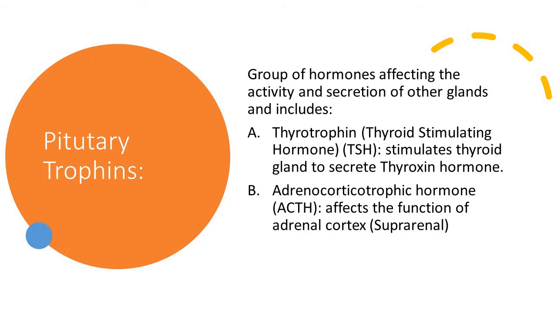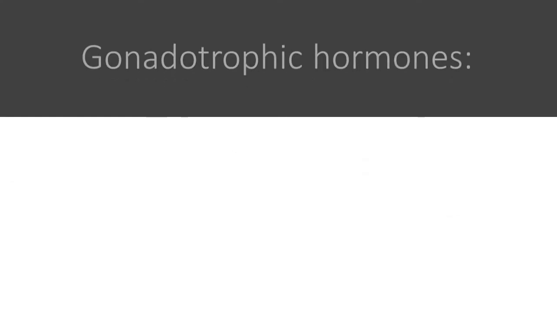Also, we have adrenocorticotropic hormone (ACTH), which affects the adrenal cortex, or suprarenal gland, which is found above the kidney, and stimulates it to secrete adrenocortical hormones.